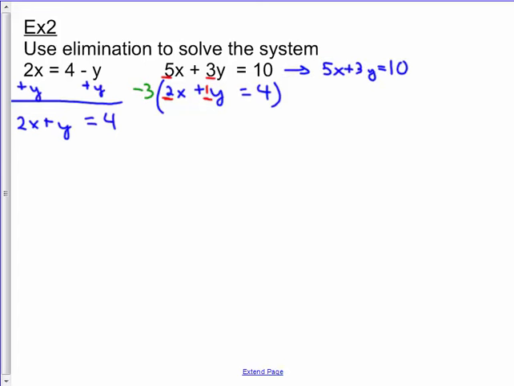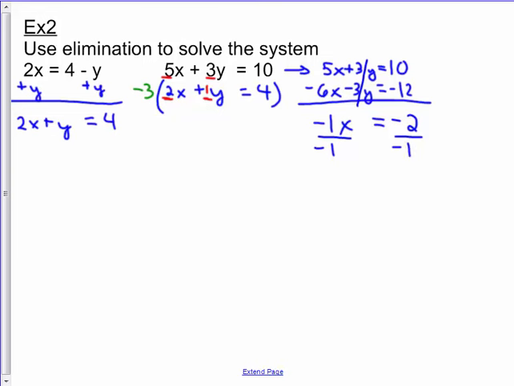Top, I'm not going to change, 5x plus 3y equals 10. The bottom, when I distribute, multiply both sides, I get -6x minus 3y equals -12. So the y's, 3y and a -3y, they are going to cancel out. They're going to be eliminated. When I add down, I get -1x equals -2. So when I divide by -1, x is 2.